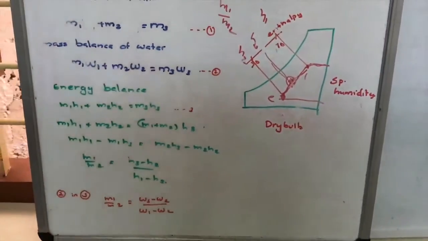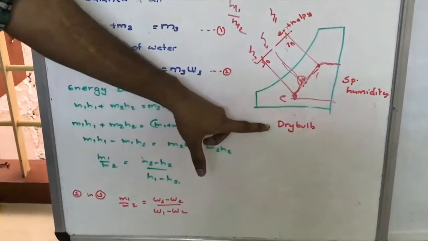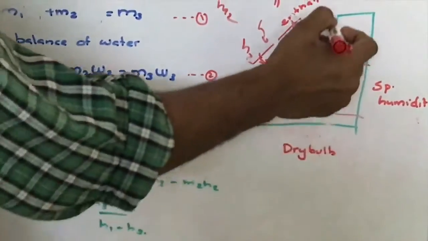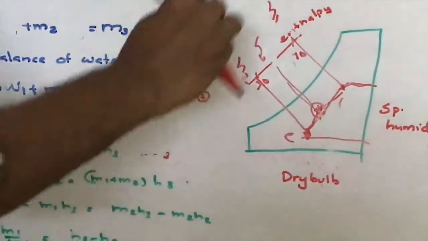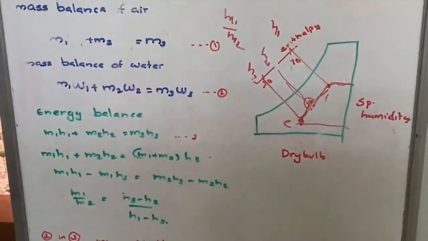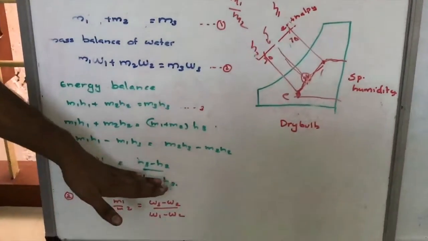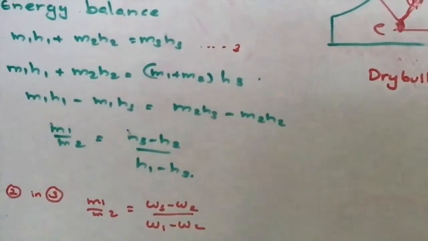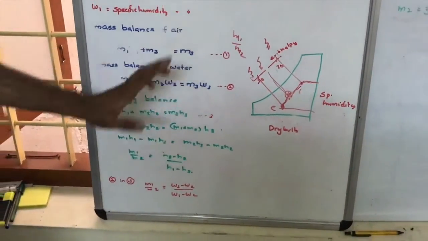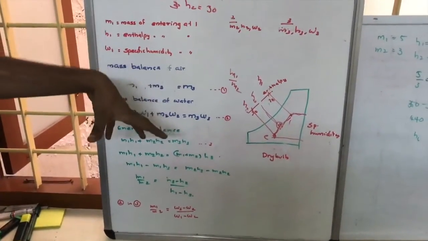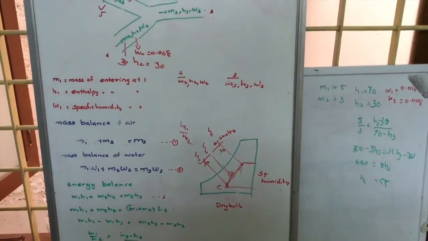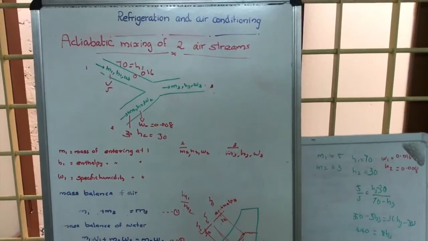Before mixing we have two states, and after mixing we have the third state, which is now obtained. All other quantities, such as dry bulb and wet bulb temperatures, can be obtained from the psychrometric chart. So the psychrometric chart and the equation M1 by M2 equal to H3 minus H2 by H1 minus H3 can be used together to obtain the state of the third point after mixing. So that's about adiabatic mixing of two air streams. Thank you.